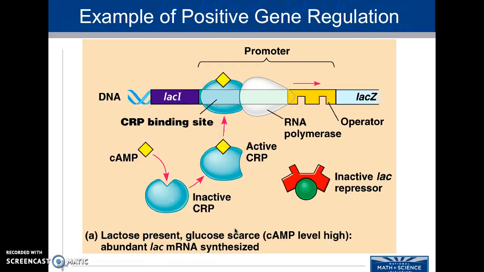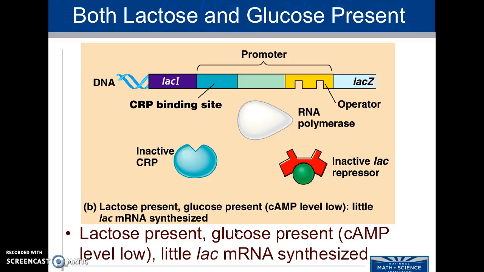So this scenario is when I have lactose present, but I don't have any glucose. What's going to happen is I have cyclic AMP instead of ATP, and it's going to promote the transcription and translation of these genes. When I have lactose present and glucose present, cyclic AMP is low, and there's very little lac synthesized.